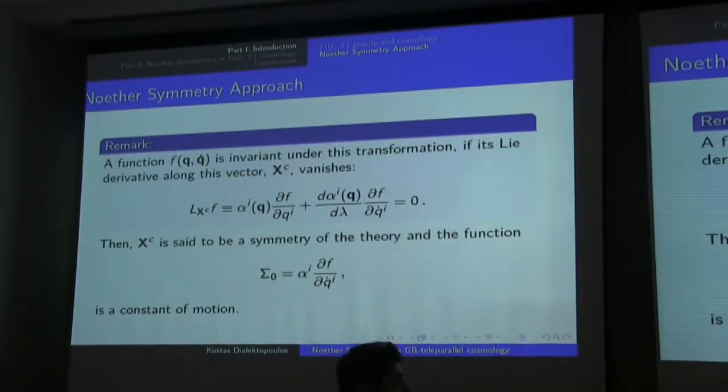If, of course, this is true, the Lie derivative along the X vector of L is equal to zero, then X is said to be a symmetry of the theory, and sigma zero here is the constant of motion, which we can use to reduce the dynamics of the theory.